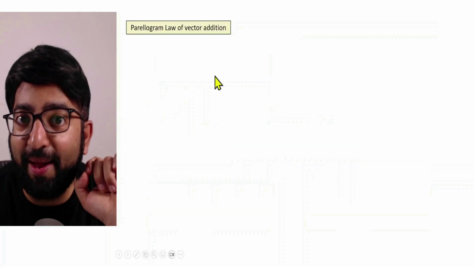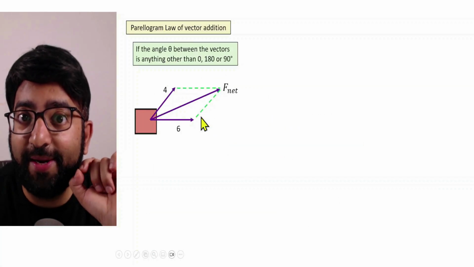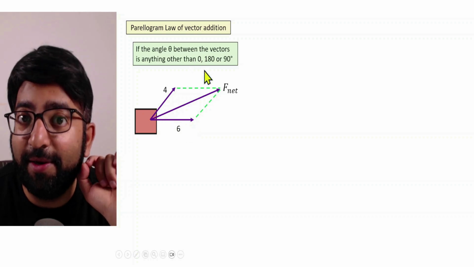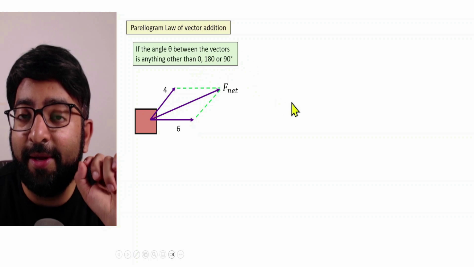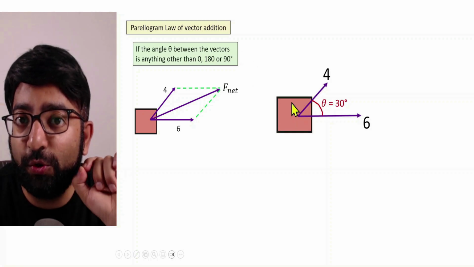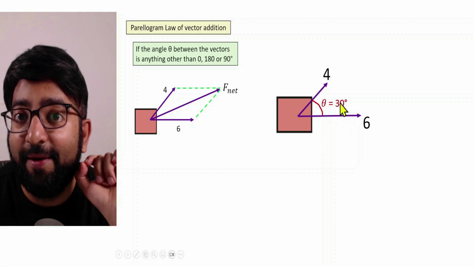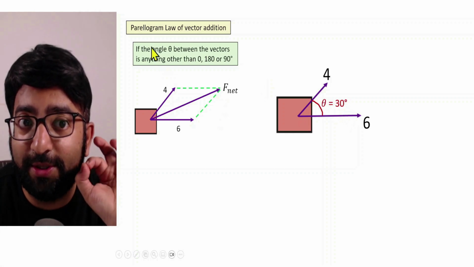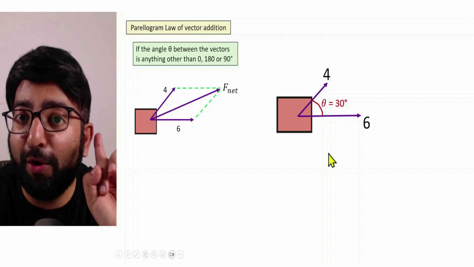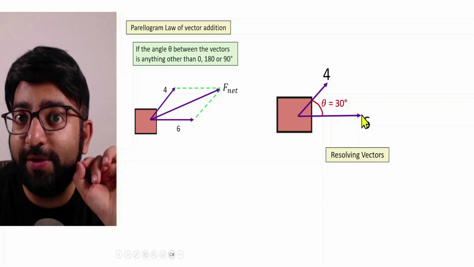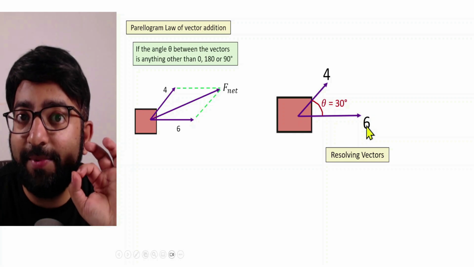Now, coming back to the parallelogram law, where we were supposed to find the resultant force if the angle between the two forces is neither 0 nor 180 nor 90. So, we were considering a specific situation when the angle theta is equal to 30 degrees. I had said we can find the net force using the parallelogram law, but we also need resolving vectors. Over here, you can see the 6 Newton force along the x-axis. So we can keep that as it is.